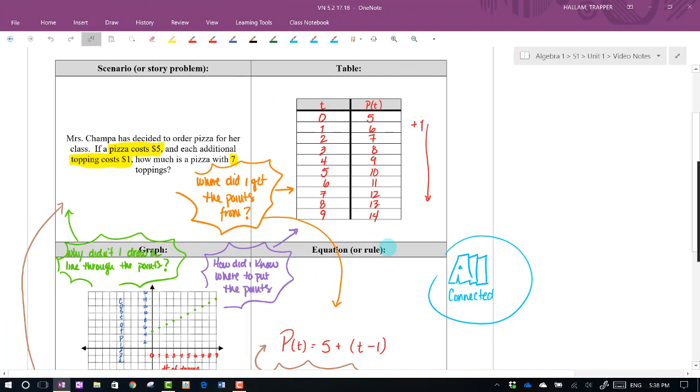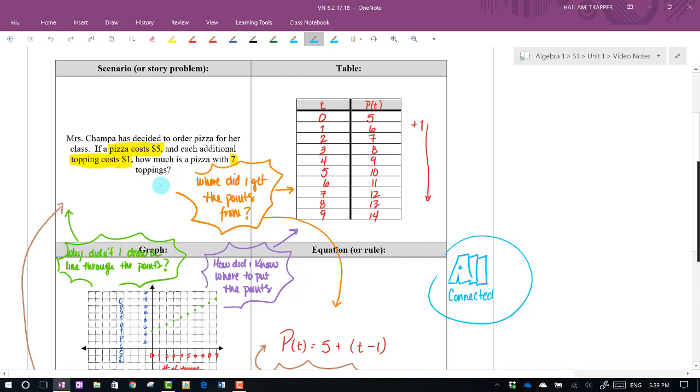Okay, so you're back. Hopefully you took a second to fill that in, and you've got something that looks similar to this. So it says Mrs. Champa, yeah, she's the one that made that, so this Mrs. Champa, we're doing good now. Mrs. Champa decided to order some pizza for her class. If the pizza costs $5 to start, and each additional topping costs $1, how much will a pizza cost that has 7 toppings?